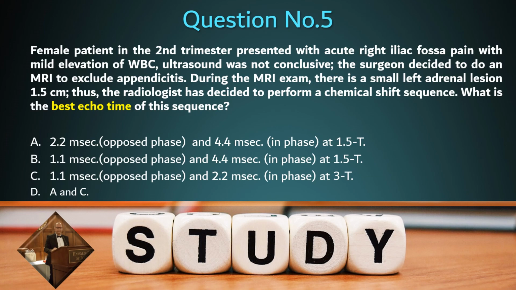Question number 5. Female patient in the second trimester presented with acute right iliac fossa pain with mild elevation of leukocytic count. Ultrasound was normal. The surgeon decided to do an MRI to exclude appendicitis. During the MRI exam, there is a small left adrenal lesion, 1.5 centimeter. Thus, the radiologist has decided to perform a chemical shift sequence. What's the best echo time of this sequence? Please choose the right answer.